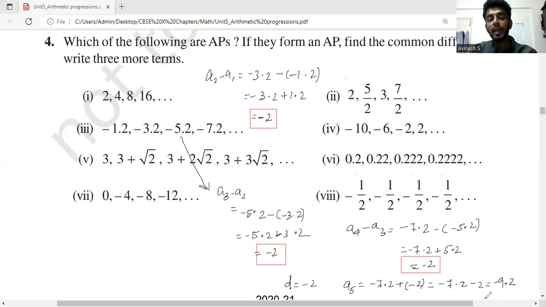So likewise, you again add minus 2, you will get minus 11.2. You again add minus 2, you get minus 13.2. So these are the next 3 terms: minus 9.2, minus 11.2, minus 13.2.